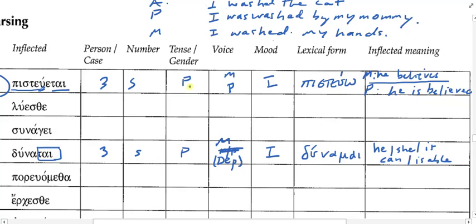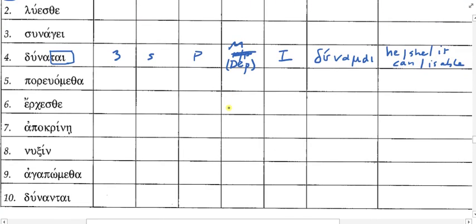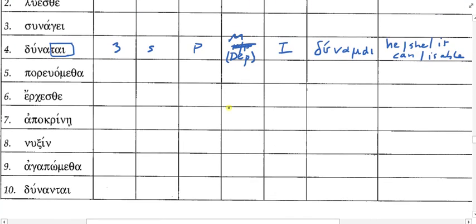Any other questions about this? Yeah, let's take a look at number 9. So we have agapomai, right? Just looking at the beginning of this verb form, what can you tell me the lexical form is?